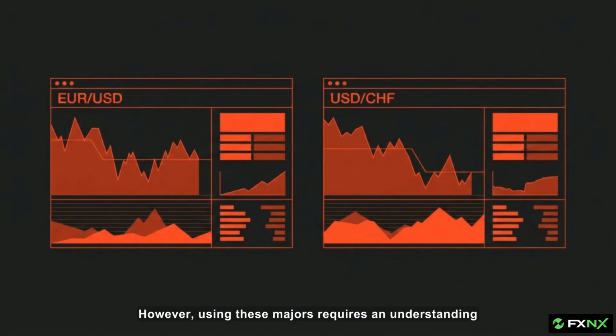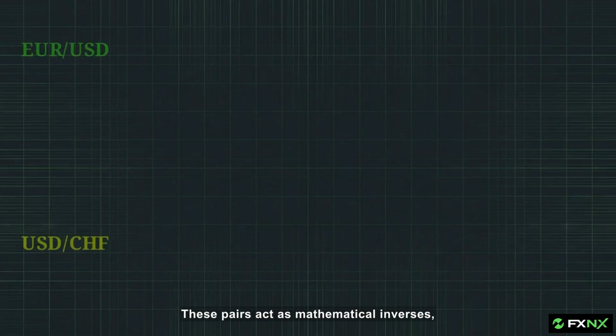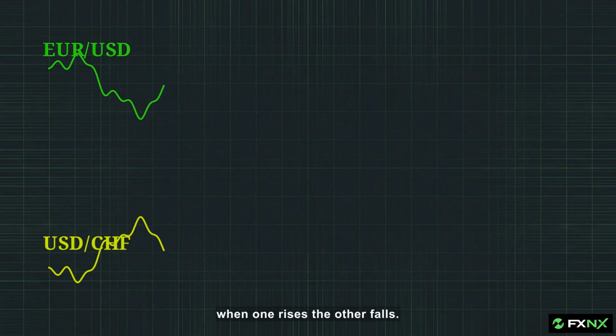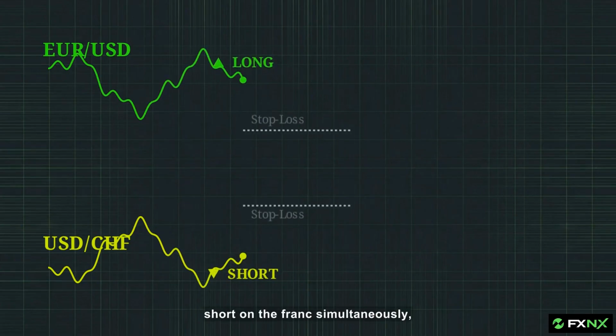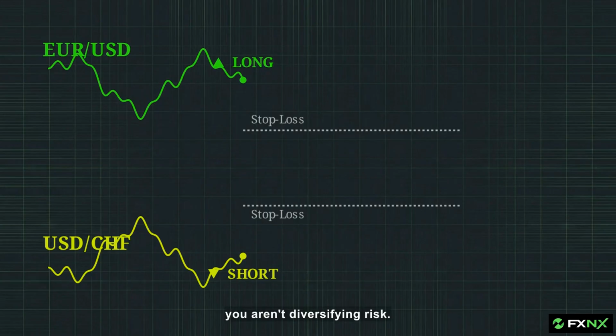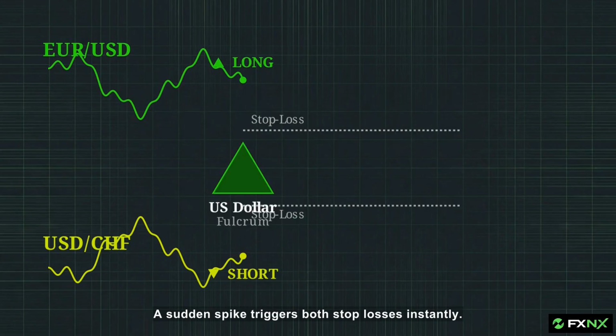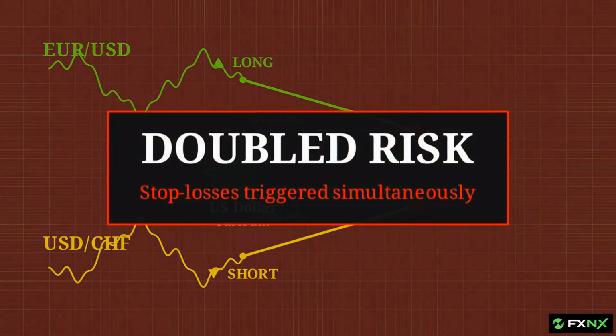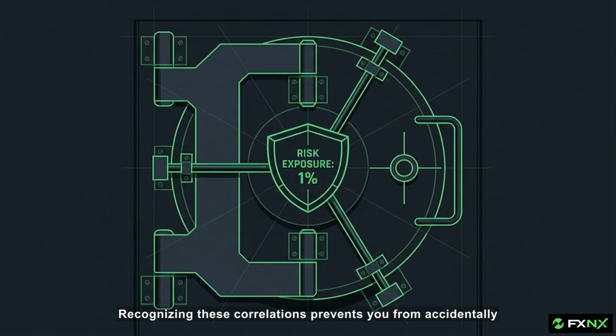However, using these majors requires an understanding of how they move together, specifically the relationship between the Euro-US dollar and the US dollar-Swiss franc. These pairs act as mathematical inverses. When one rises, the other falls. If you go long on the euro and short on the franc simultaneously, you aren't diversifying risk. You've doubled your bet on the US dollar. A sudden spike triggers both stop losses instantly. Recognizing these correlations prevents you from accidentally over-leveraging your account while under the impression that you are trading 2 different setups.